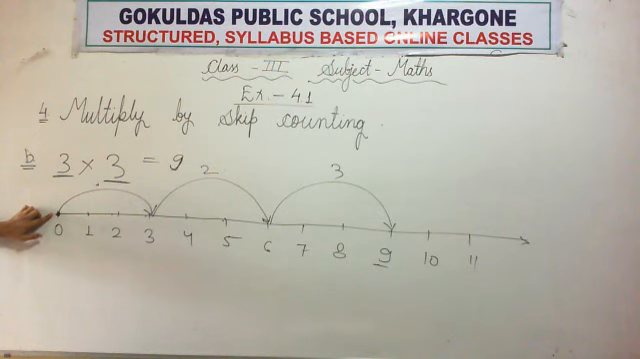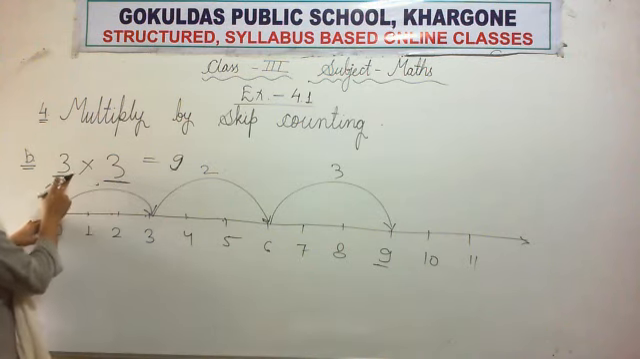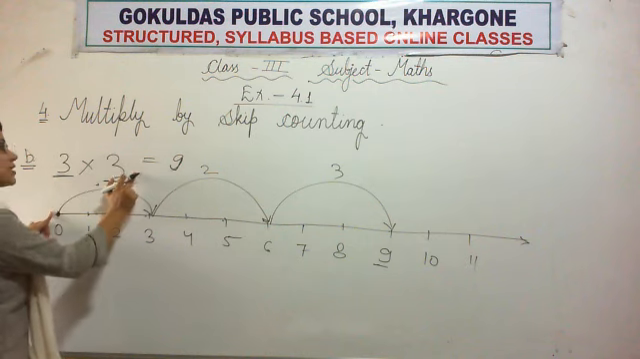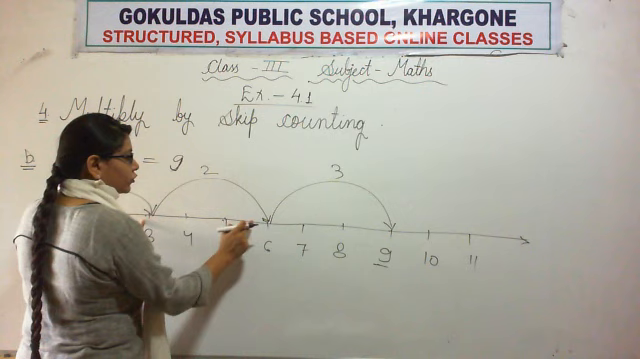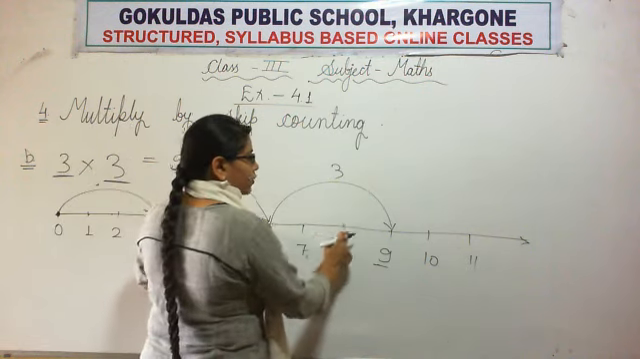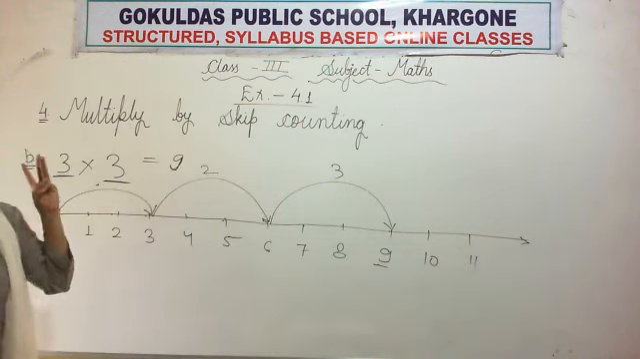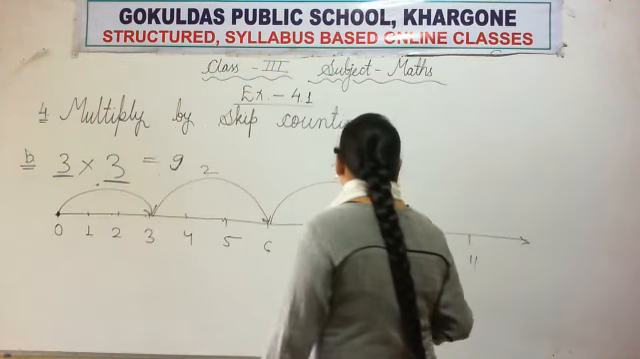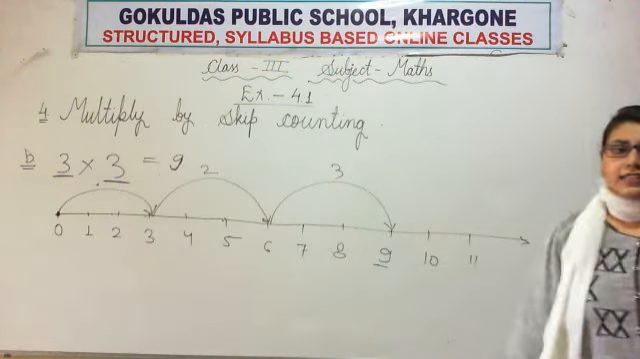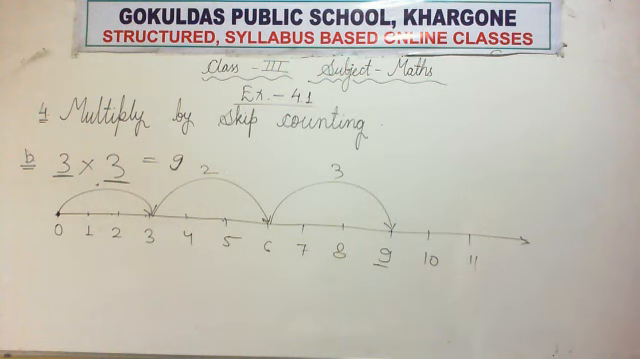We always start from 0. 3 into 3. It means we will skip 3 times 3. So 1, 2, 3. One time skip. 1, 2, 3. Second time. And 1, 2, 3. Third time. So we skipped number 3, three times. So our answer is 9. We stopped here at number 9. It means this is our answer. So do this in the book.